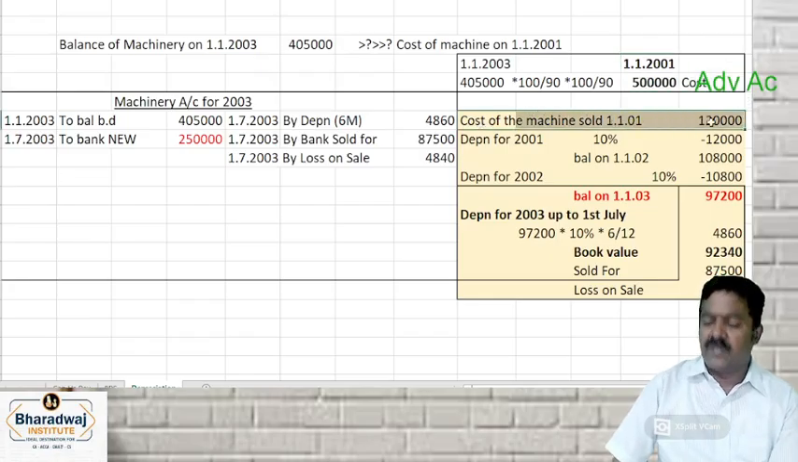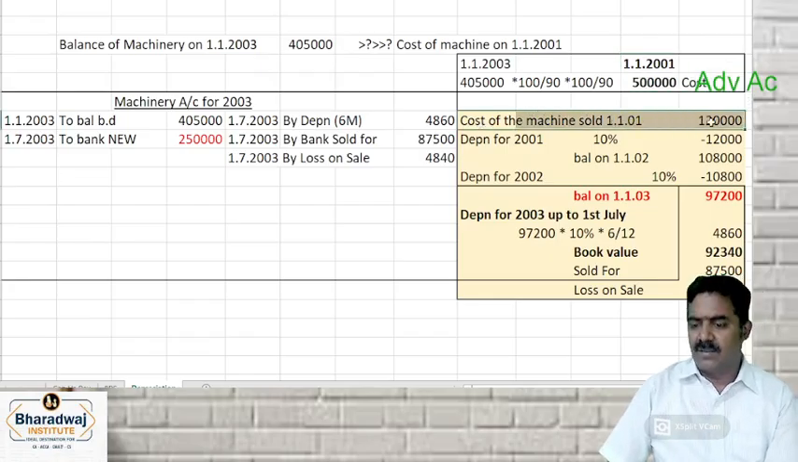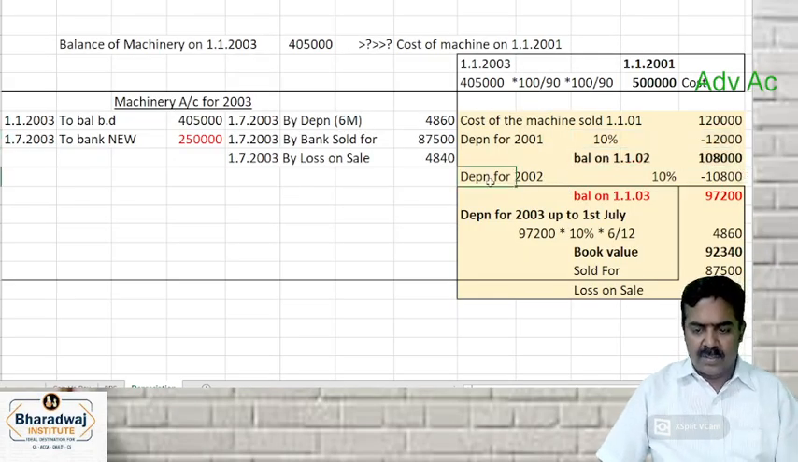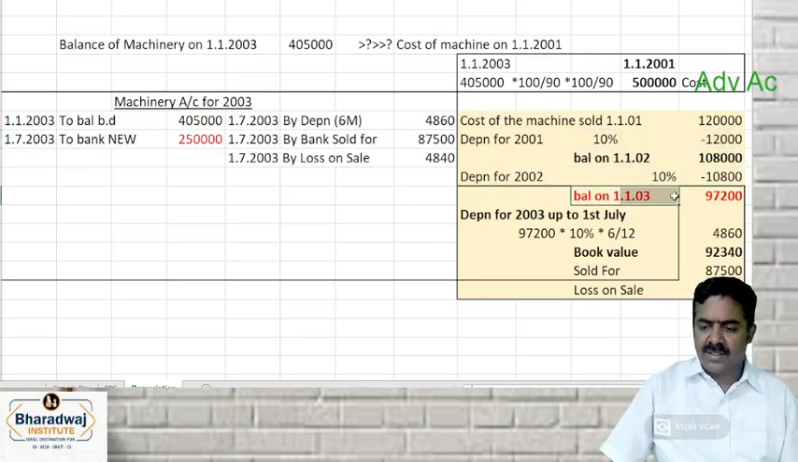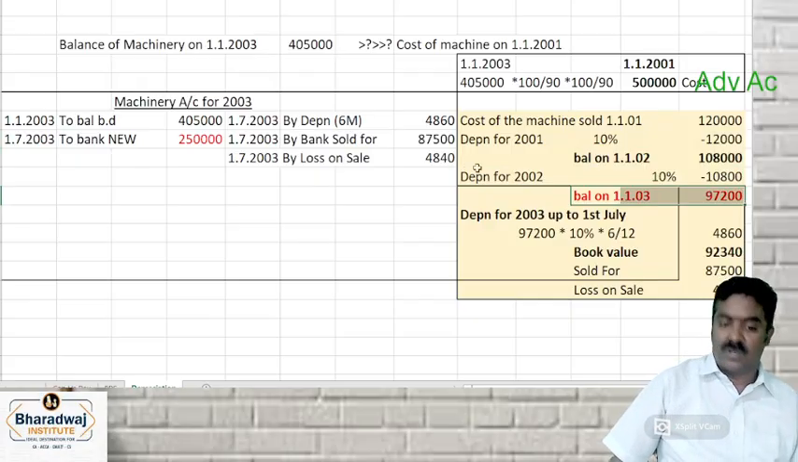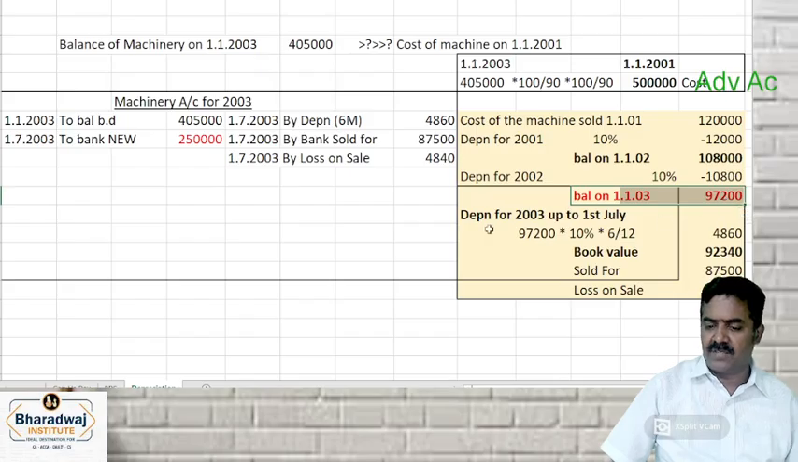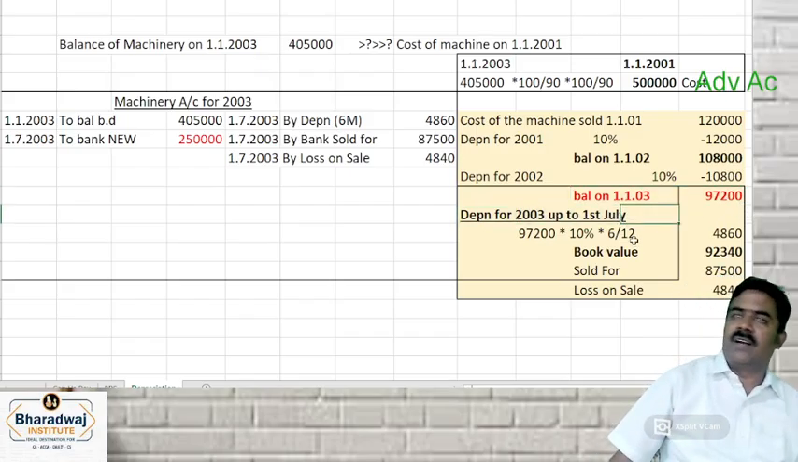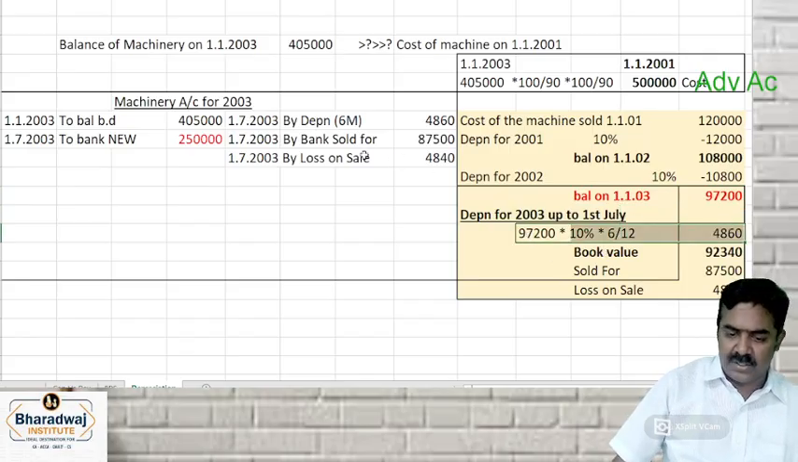For the asset sold, what is the cost of the asset? 1,20,000. Depreciation for 2001 is 12,000. The balance comes, then depreciation for 2002. This is the balance of the asset which is sold, not all the assets. This asset is not sold on 1st January. It is sold on what date? 1st July. Now provide depreciation.